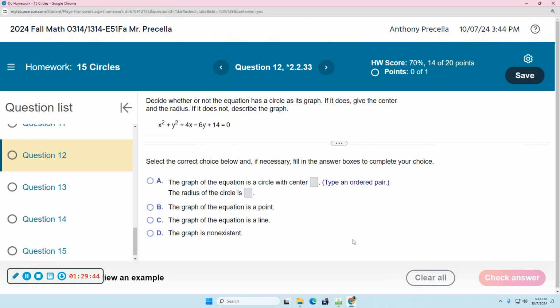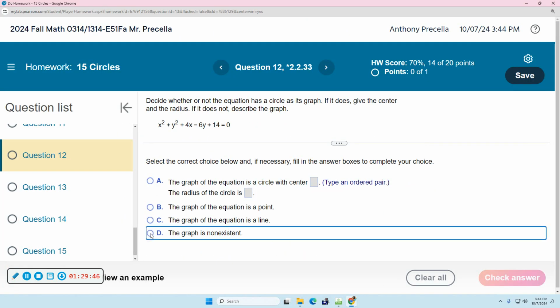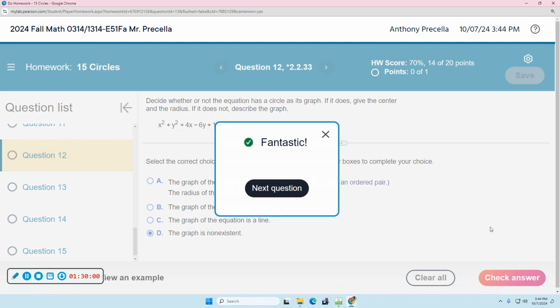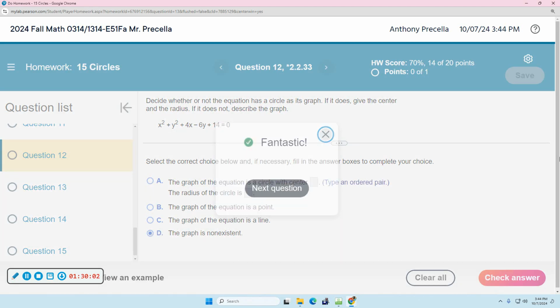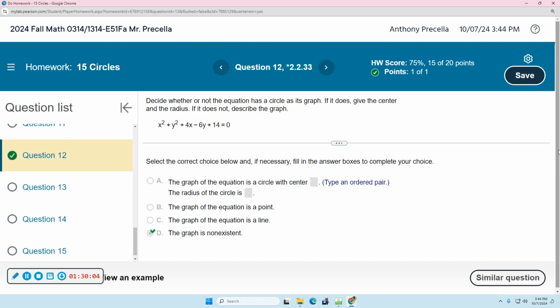So all that work, and we're going to choose option B. Think about it. There's no ordered pairs that you could plug in for x and y to make the left side equal the right side. There is no graph, not even a point. Any questions there?